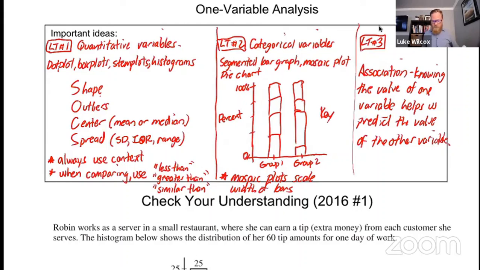And you can really answer that question by looking at the segmented bar graph. If those 2 distributions are different in any way, then there is an association. If there were no association, then those segmented bar graphs would look identical for each one of the groups.